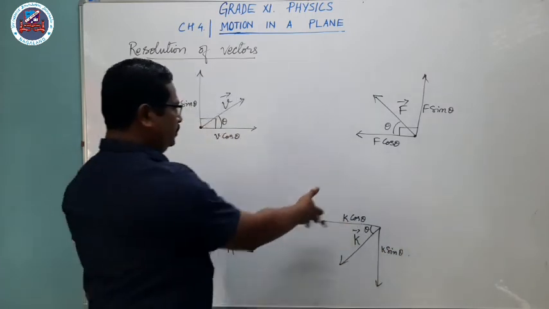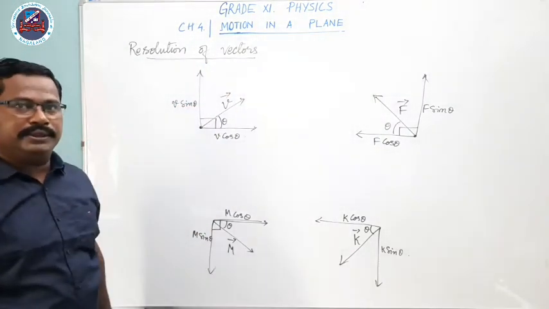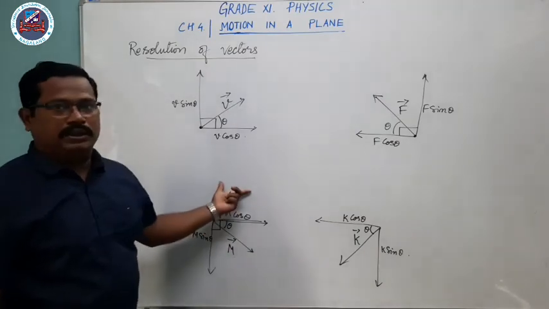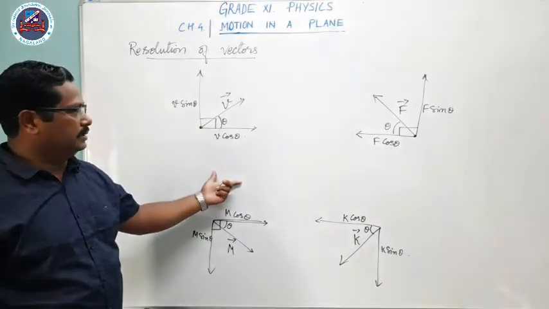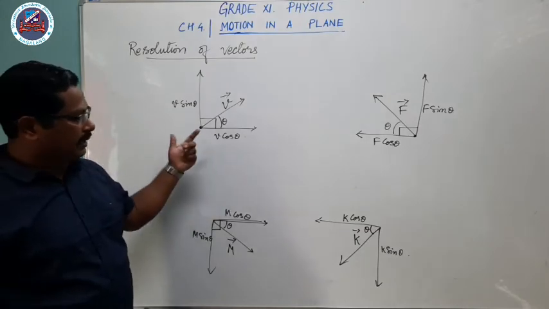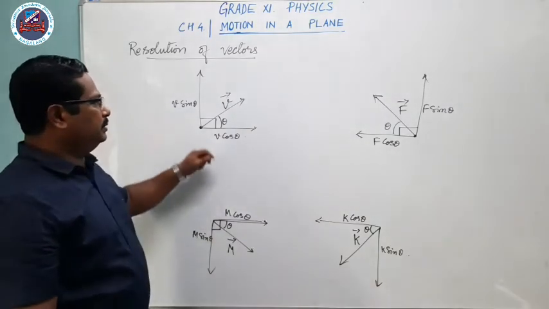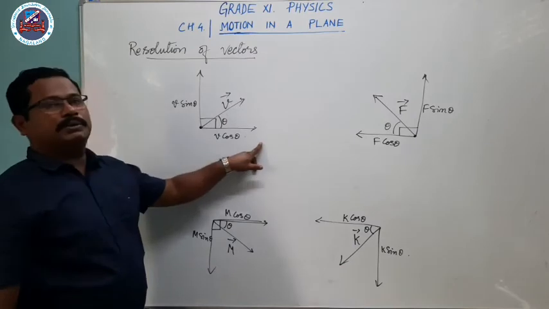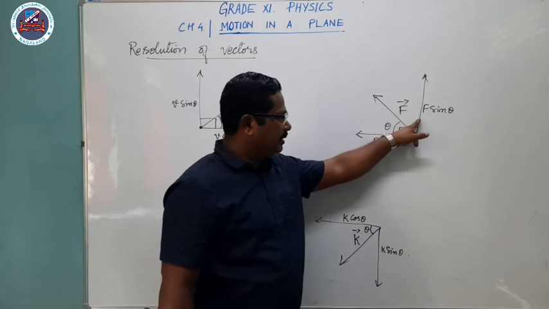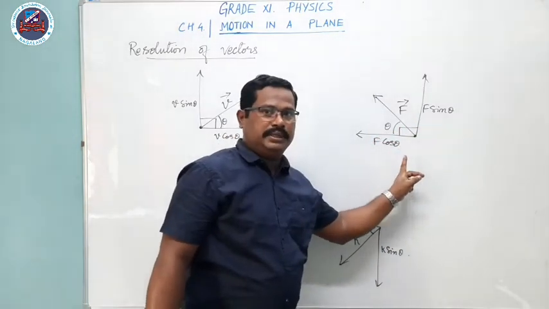So if you know this, you can think that you know the resolution of vectors completely, because these are the only four ways that you are going to use later in your higher studies. There are four quadrants in our coordinate axes, so there are four possibilities you can see on the board. Only remember that whichever side you take the angle theta, that side will be cos and the other side will be sin. If I take the angle this side, then this will be f cos theta and this will be f sin theta. It's clear, I think.